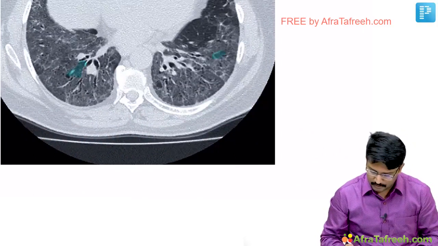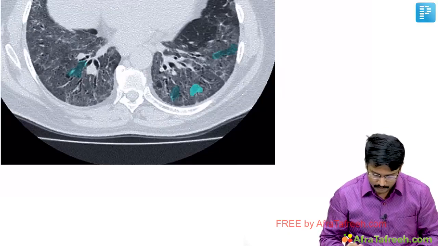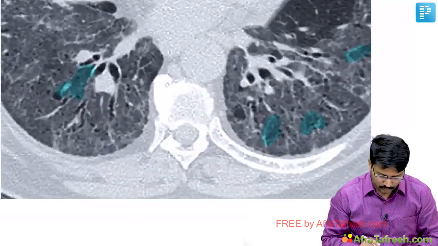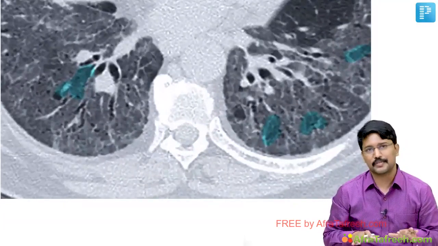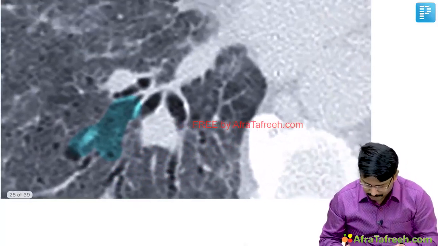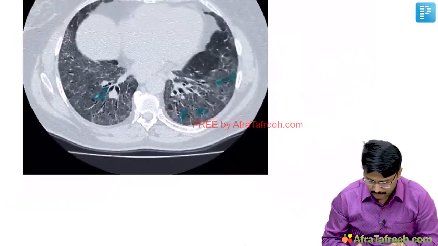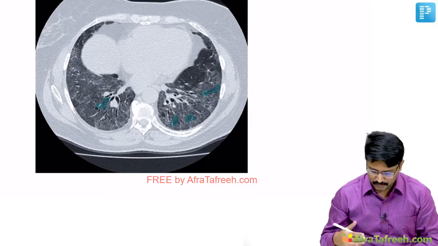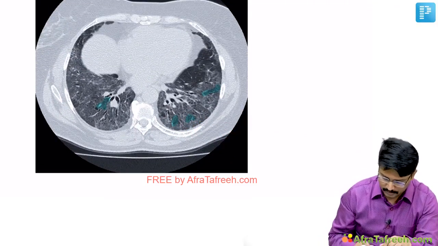I told you what is a ground glass opacity. Don't confuse this with honeycombing. In ground glass opacities, we can see through the underlying bronchovascular structures. The resolution of this image is bad. I probably may not be able to clearly demonstrate it, but if you have a CT thorax film in front of you, you will be able to see through the bronchovascular structures which are underlying those ground glass opacities.